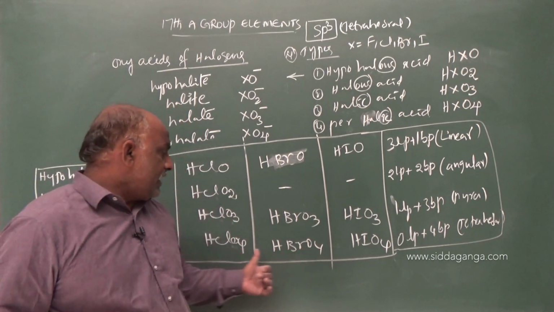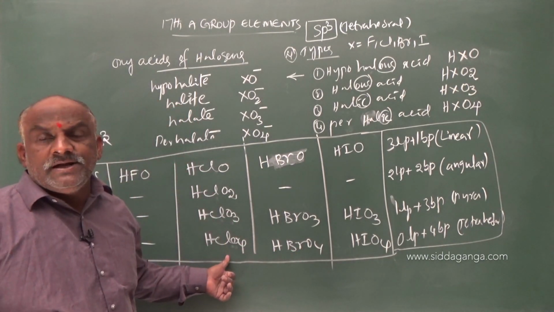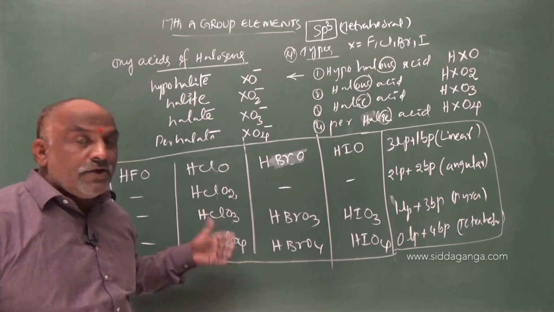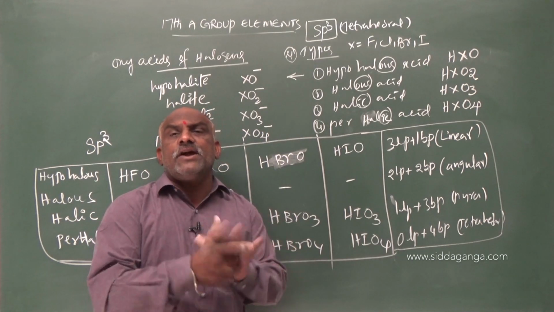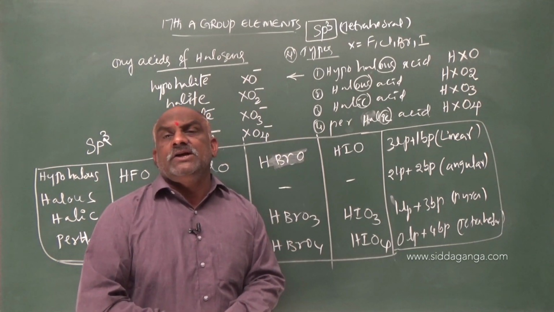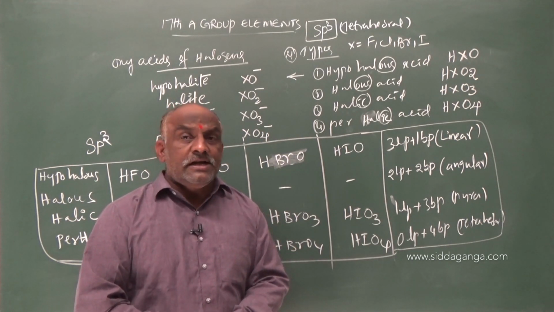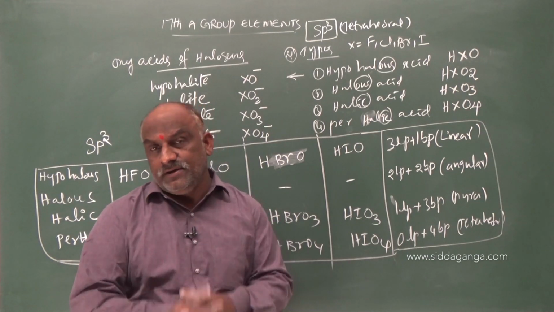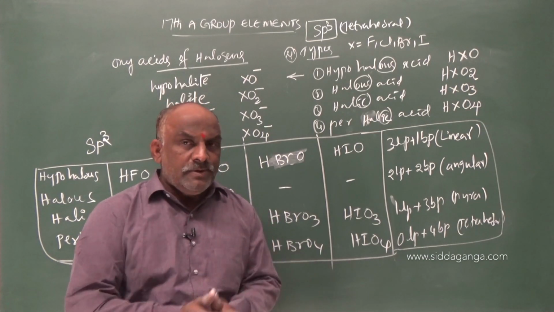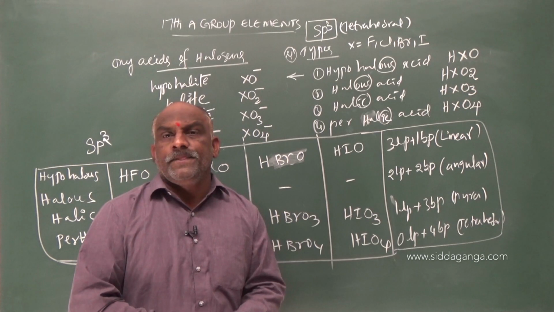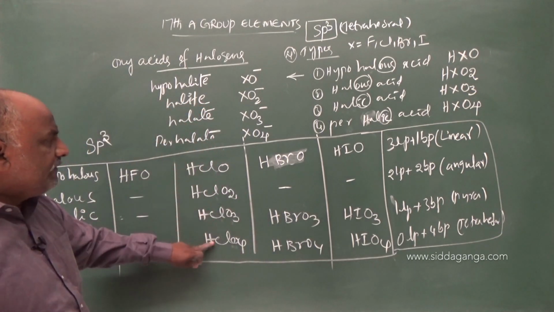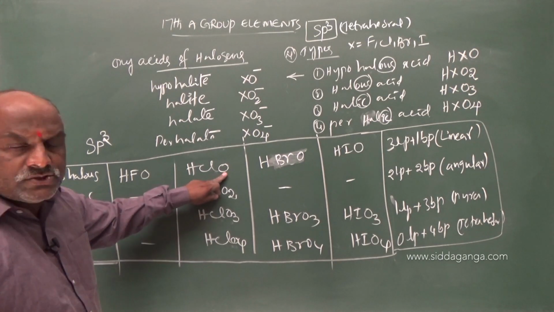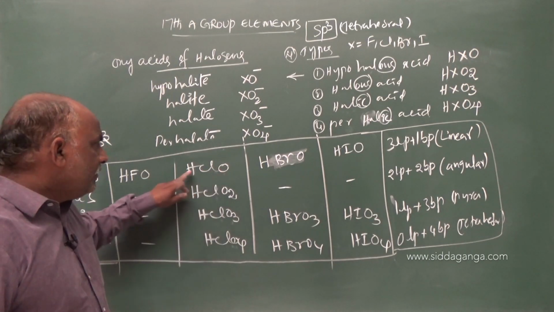HClO4 is a strong acid and its conjugate base is weak. It ionizes easily into H plus and ClO4 minus. Strong acid, conjugate base is weak. Weak acid, conjugate base is strong. Clear?